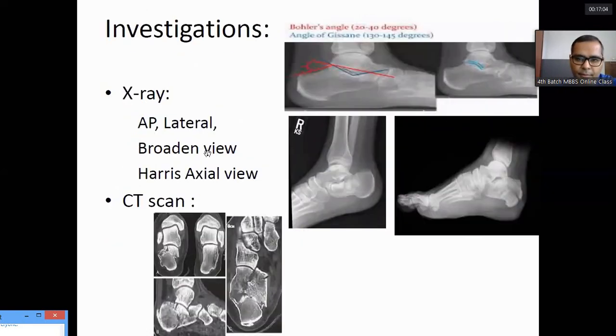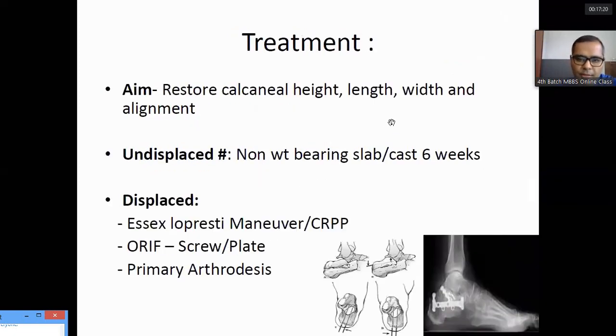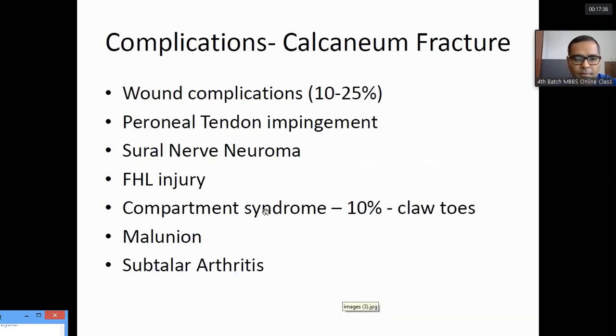The typical X-ray view is lateral, with Böhler's angle and the critical angle of Gissane, and CT scan. Classification: extraarticular, intraarticular, joint depression type, tongue type. Sanders has given a CT-based classification. Treatment: undisplaced, slab cast for around 6 to 12 weeks; displaced, ORIF with plate and screws, and very rarely primary arthrodesis. Complications: wound, tendon and nerve impingement, compartment syndrome, which we need to be very careful about, malunion, and subtalar arthritis.